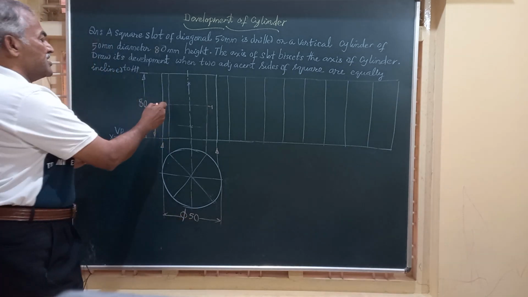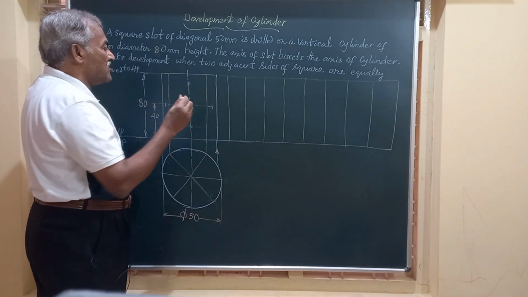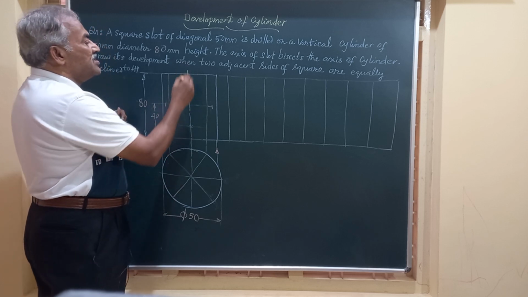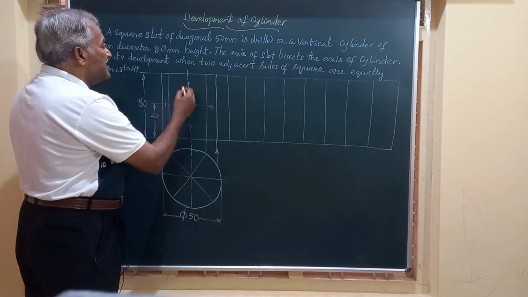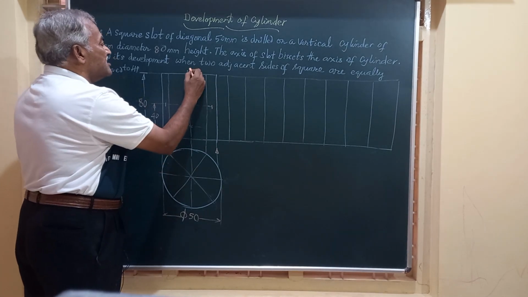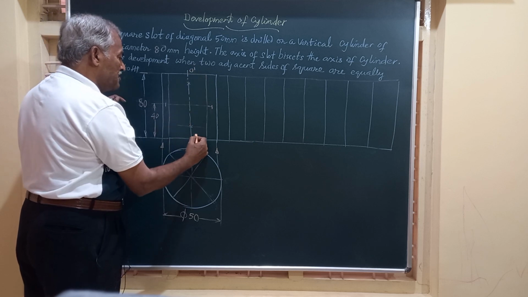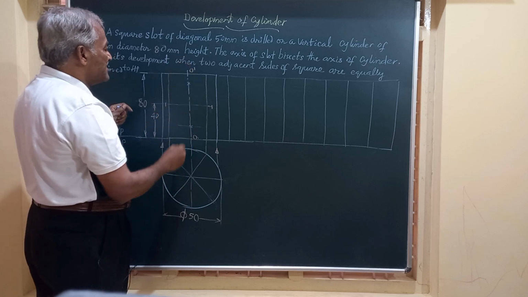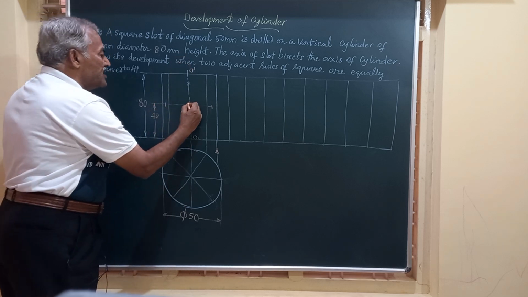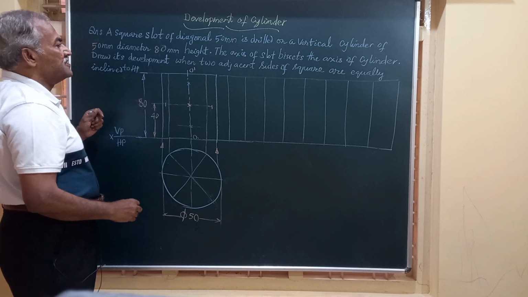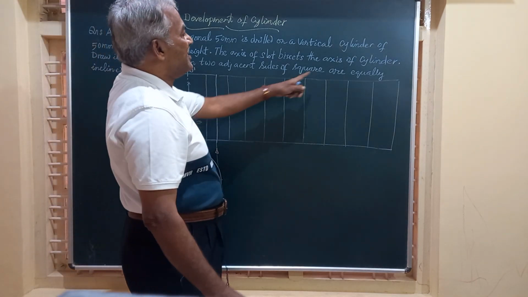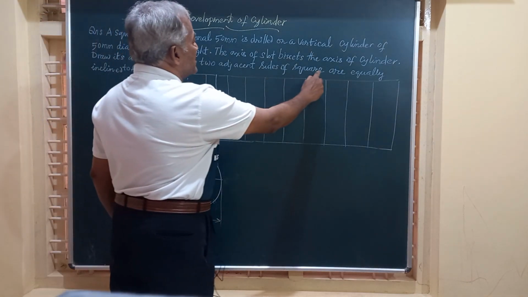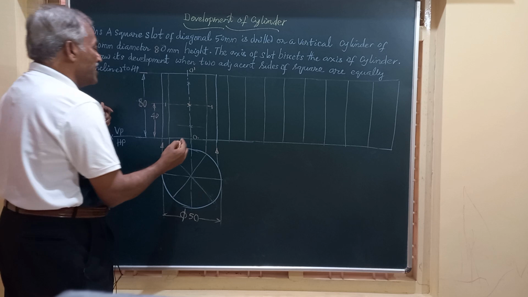And there is a slot cut, and the axis of this square slot is perpendicular to the board, or VP, and it is bisecting the axis. Axis is O dash, O1 dash, and the axis of this is here. It is cutting this vertical cylinder into two equal parts. So that is the center of that square slot. The axis of the slot bisects the axis of the cylinder. Draw its development when two adjacent sides of the square are equally inclined to HP.